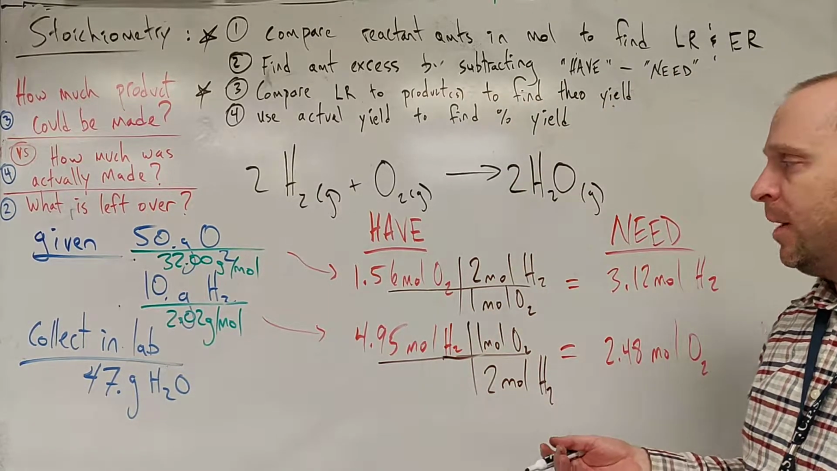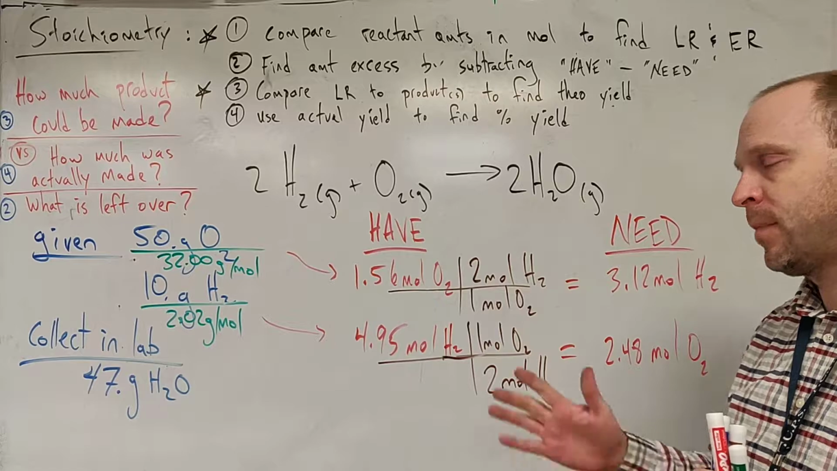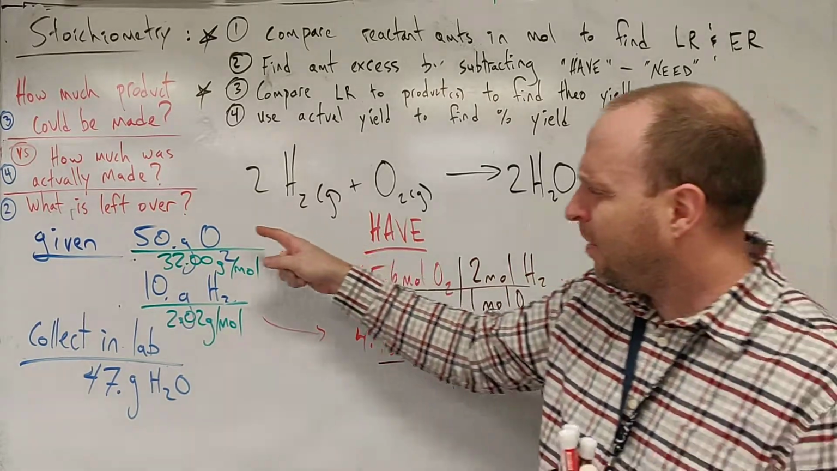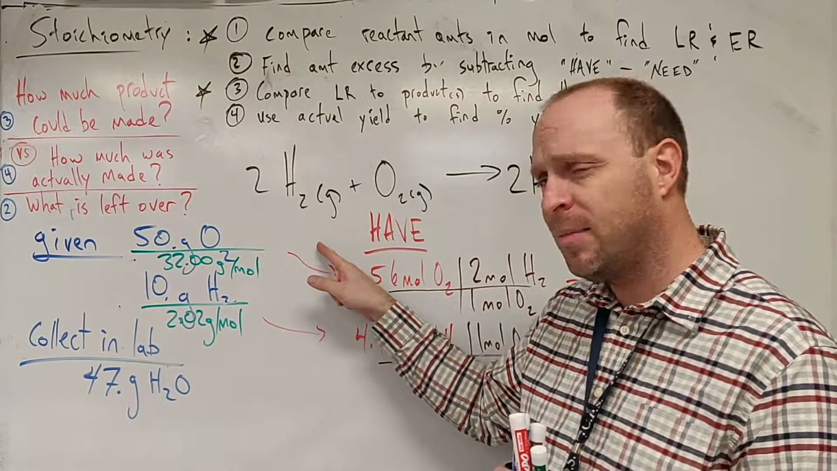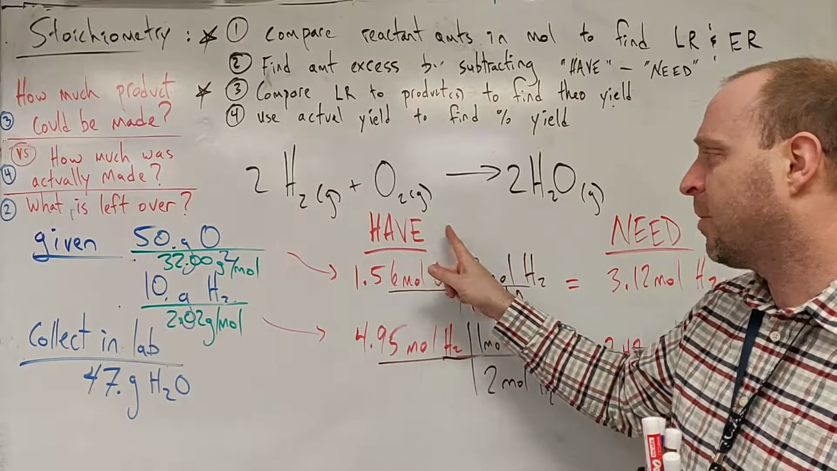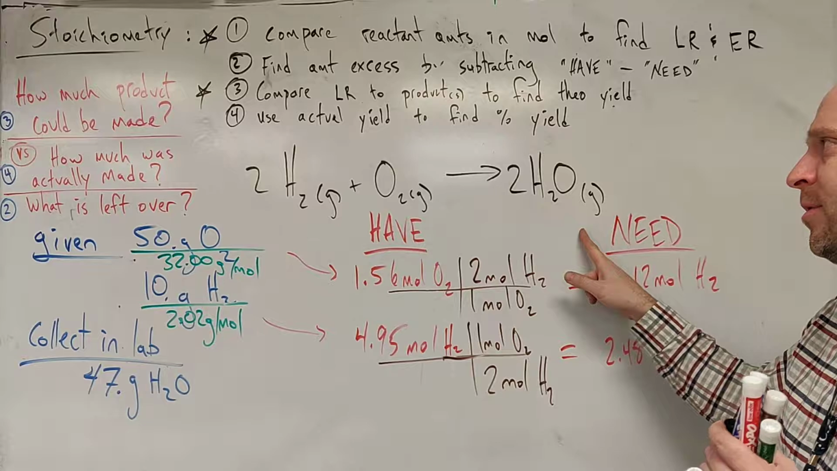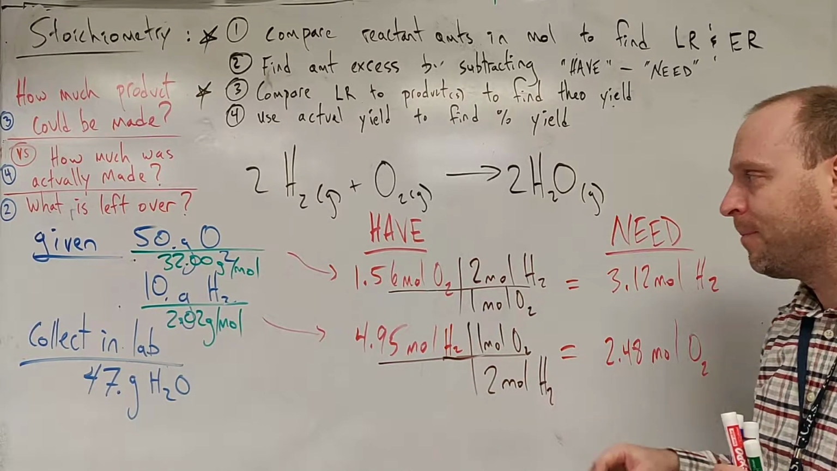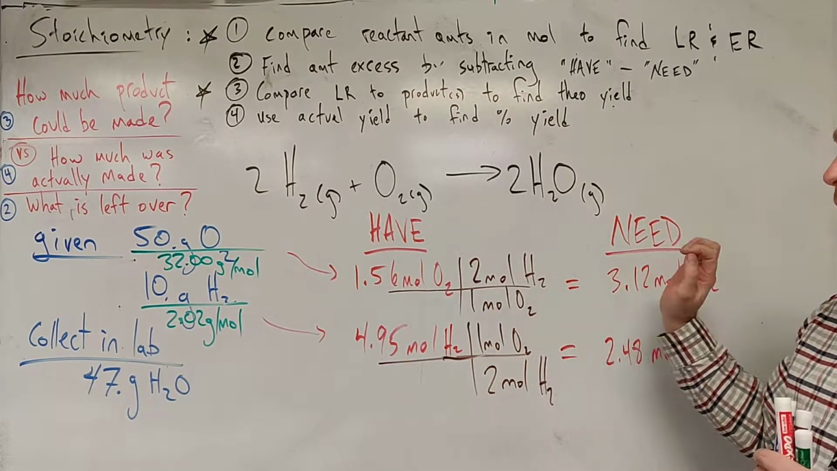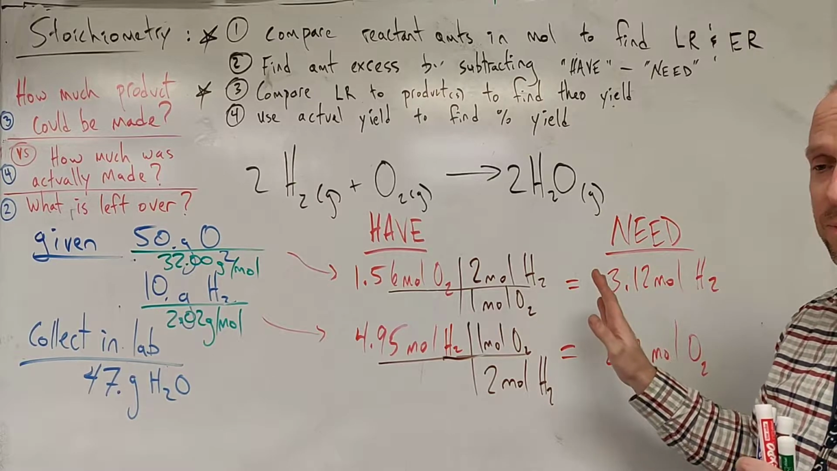Very often stoichiometry is taught in this bizarro way where you're like, I'm going to take my 50 grams of oxygen and I'm going to turn that into moles of oxygen, and I'm going to turn that into moles of hydrogen, and I'm going to turn that into moles of water. I don't know. I never do it that way. I think that this is much cleaner, and it looks at the bigger picture better.